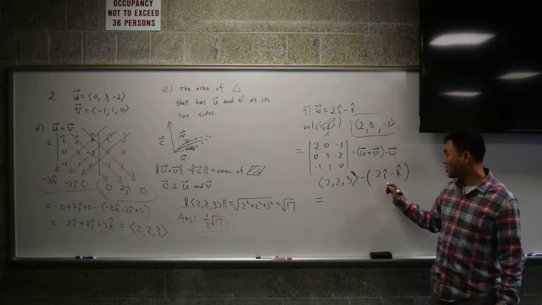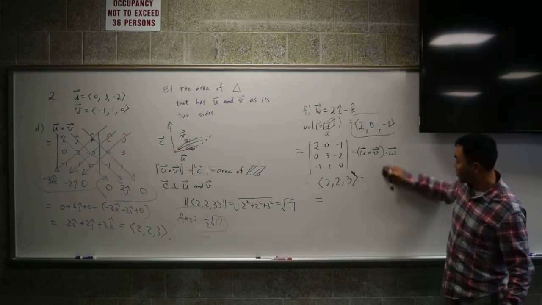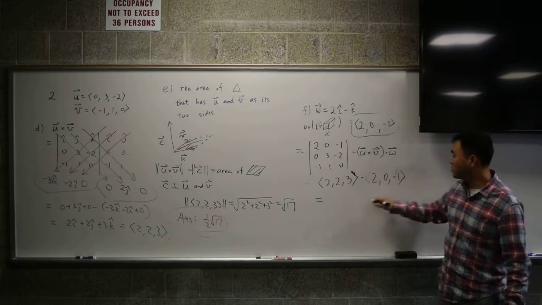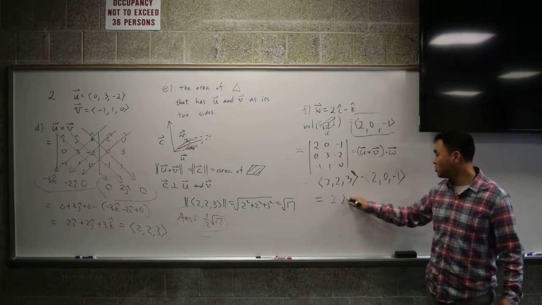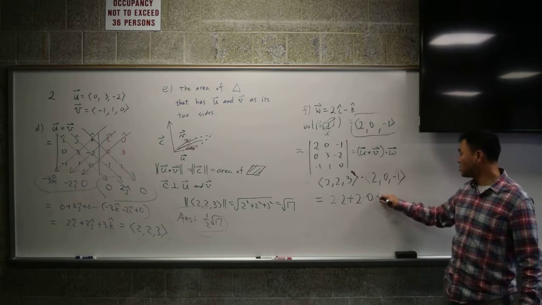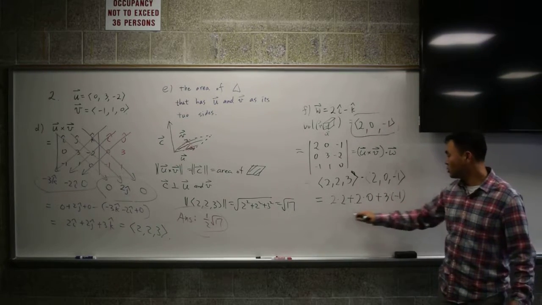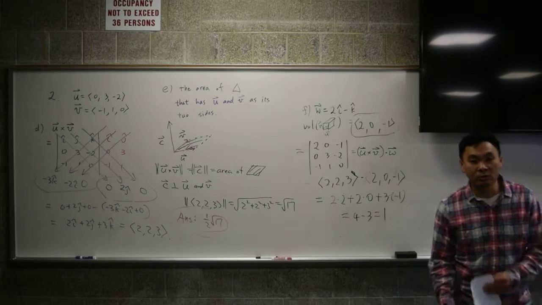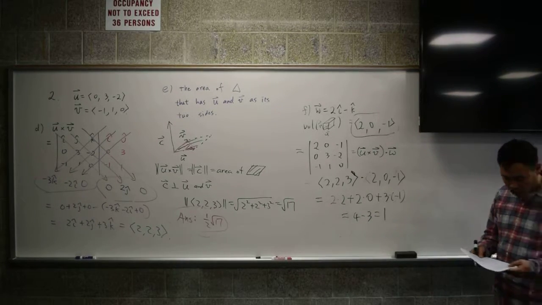All right, so if I rewrite this into 2, 0, negative 1, then we see that it's 2 times 2 plus 2 times 0 plus 3 times negative 1, which is 4 minus 3, which is 1. Okay, so the volume of the parallelepiped is 1.